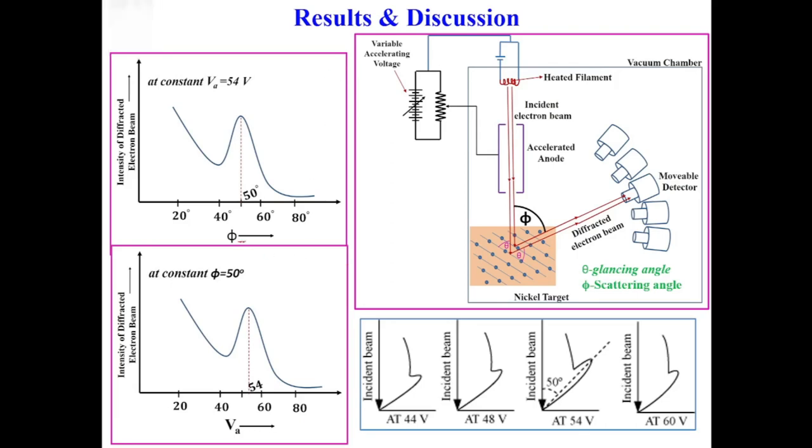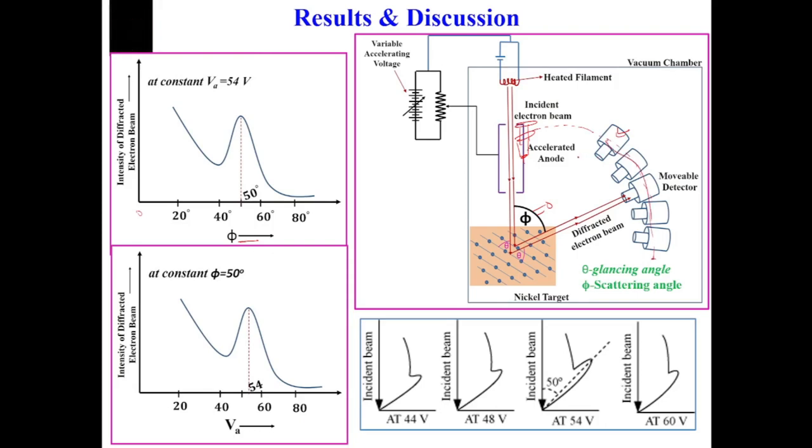when the scattered angle is increased from 0 to a higher degree, that means when this phi angle is 0, this movable detector will be approximately here, right? The movable detector will be here, and with increasing angle, the movable detector is going to move up to this much distance, this much angle.